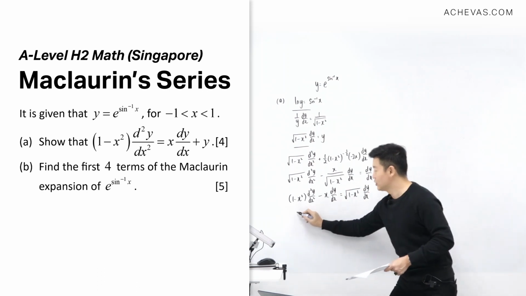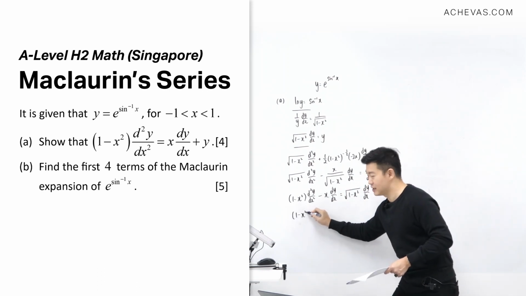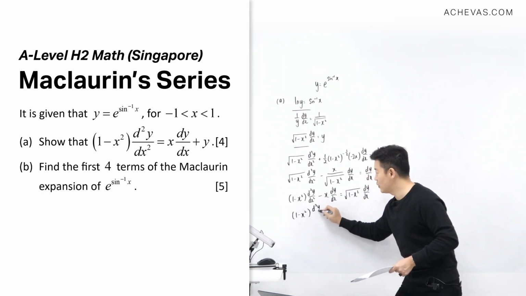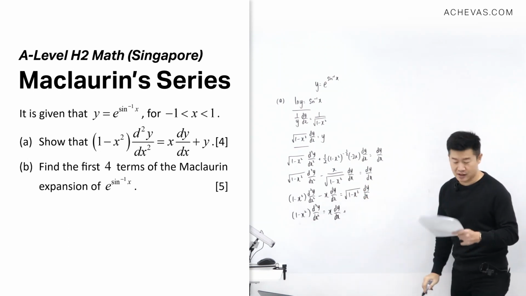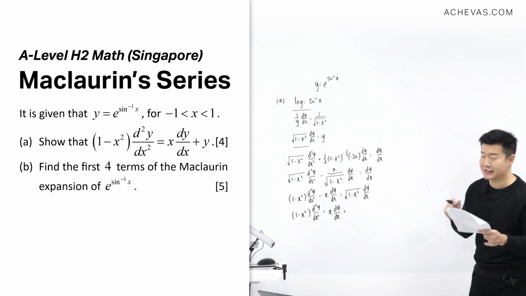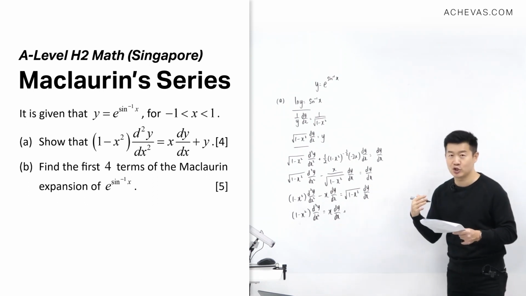So let me do that. So we have 1 minus x squared, then d squared y dx squared. Bringing this over to the right hand side, it is x dy dx plus this over here. And according to what the question is asking for, this over here is supposed to be changed to y.